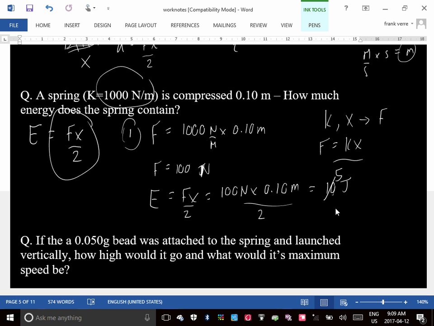Yes, because the equation that we just came up with is the force times the distance over 2. So we solve for the force, and then we plug that in. But I'm going to show you an equation that you could use without having to do that.